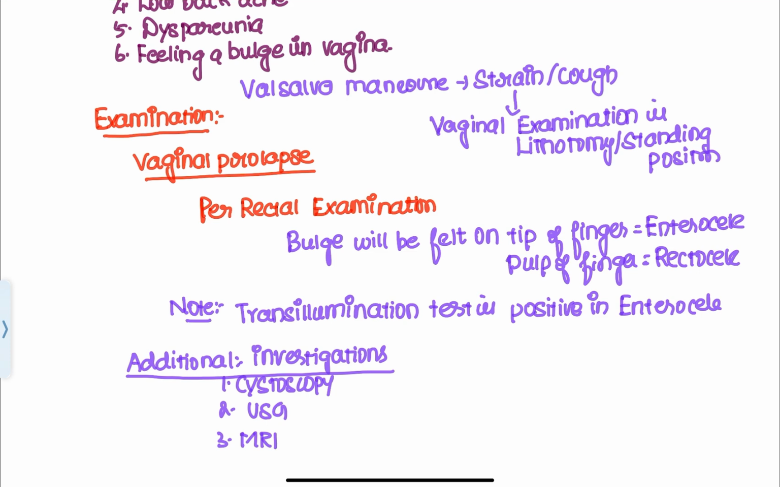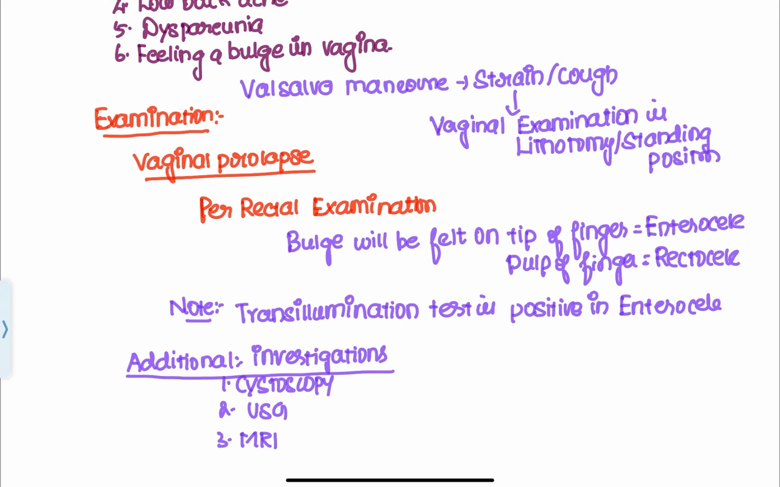Fine. So now moving to the examination, what are you supposed to do? So similar to the uterocervical prolapse examination which we discussed in the previous module, you need to ask the patient to strain or cough. So once the patient does the Valsalva maneuver, the vaginal examination is done with the patient in both the lithotomy position and in the standing and squatting position. But with respect to vaginal prolapse, you need to do a perrectal examination also. So when you do the perrectal digital examination, a bulge will be felt in the fingers. But where the bulge is felt is very important.